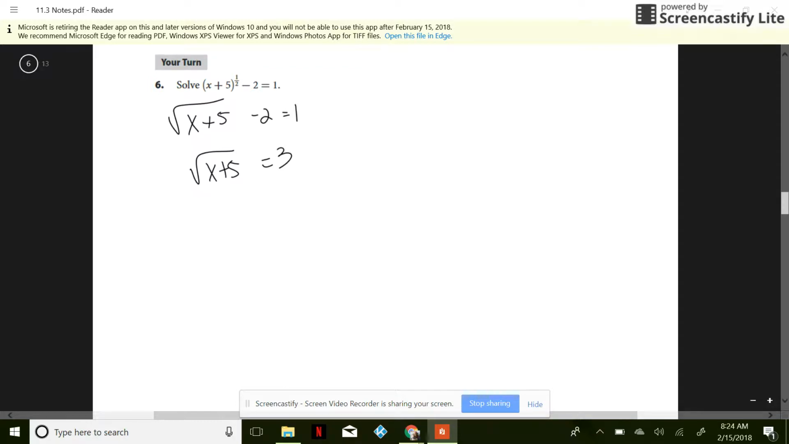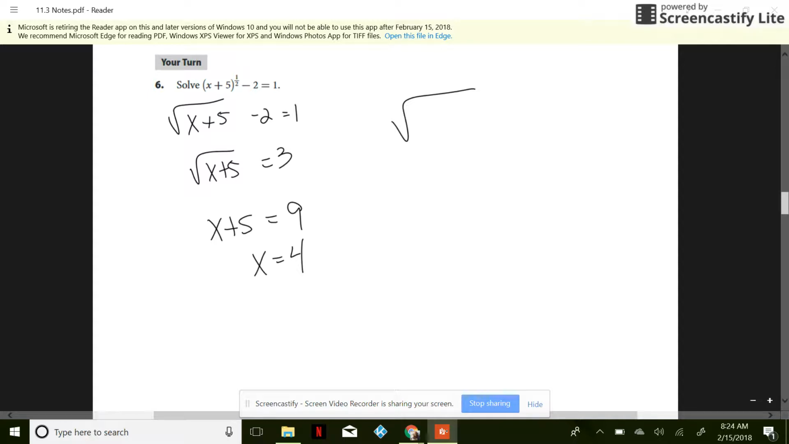Once we've done this, we can square both sides of the equation. So we'll be left with x plus 5 on the left, and 3 squared is 9 on the right. Subtract the 5, you get x equals 4. Now again, since we have one solution, we probably don't need to check it. With two solutions you run into the possibility of extraneous ones, but we'll check it just to be sure.